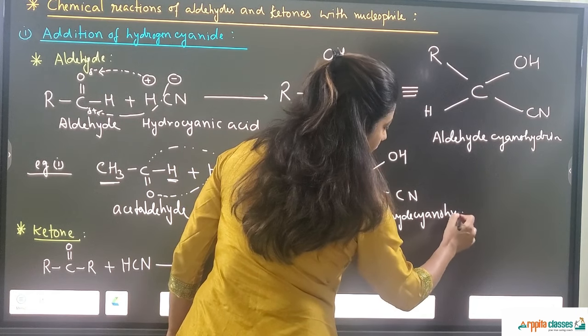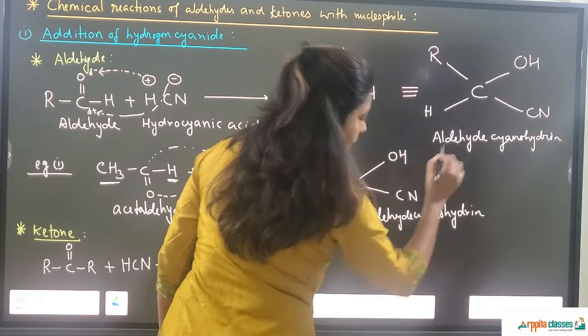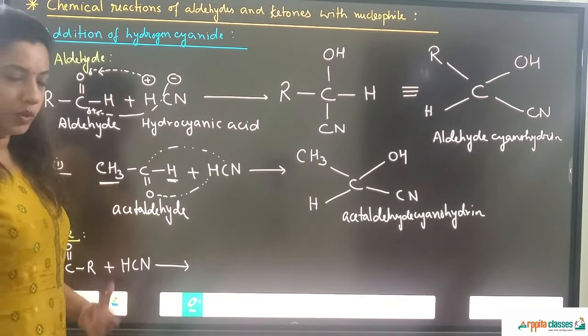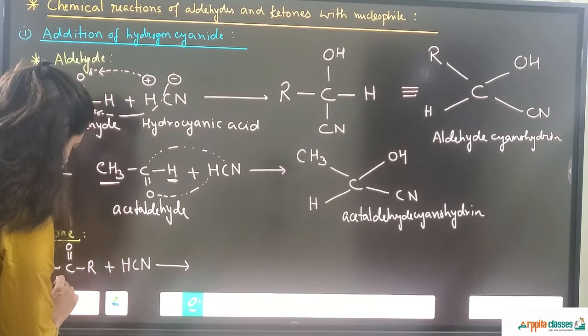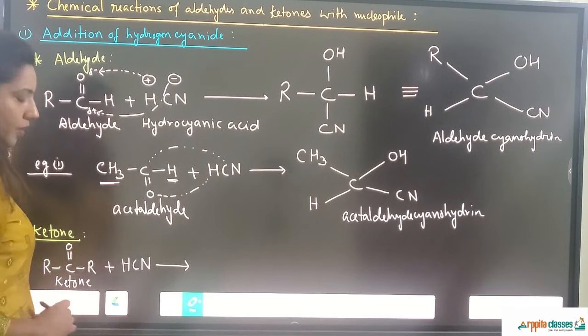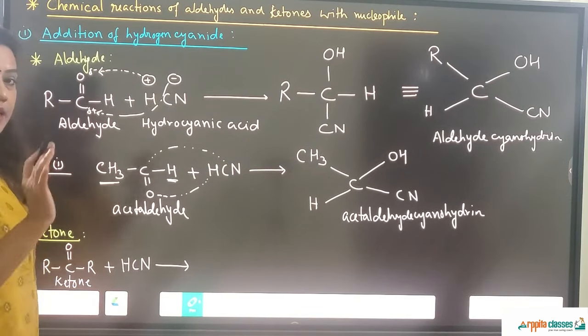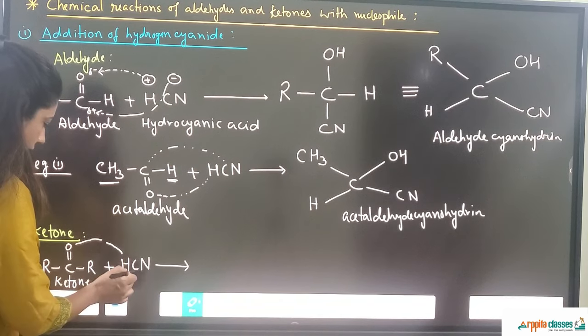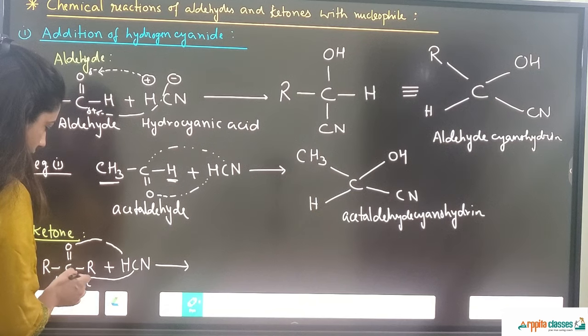Cyanohydrine. Don't forget to write down the name of the organic compound. That's very important, okay. Let's start this reaction with ketone. Now our ketone is RCOR. This is our ketone and that is reacting with hydrocyanic acid again. Same concept. The hydrogen will get attached to the oxygen and the CN minus will get attached to the carbon.